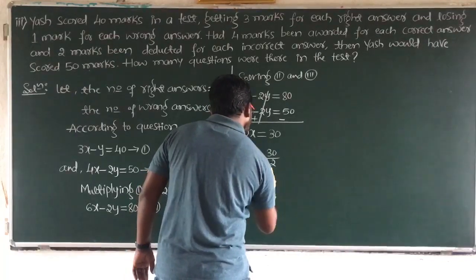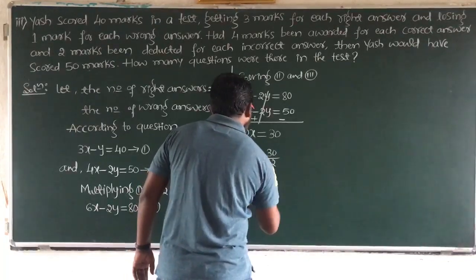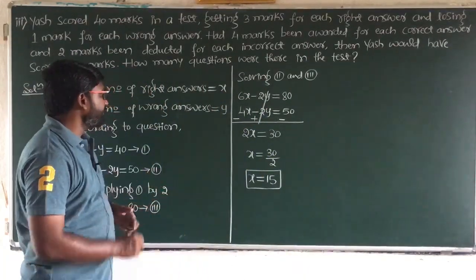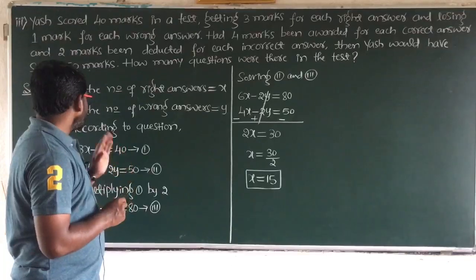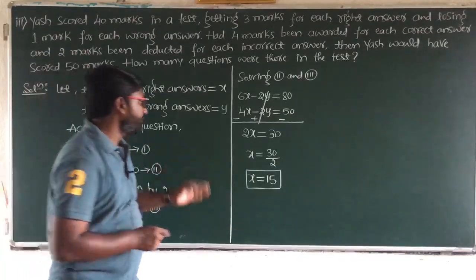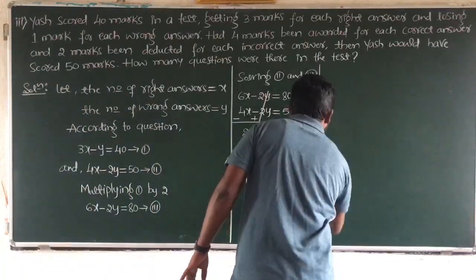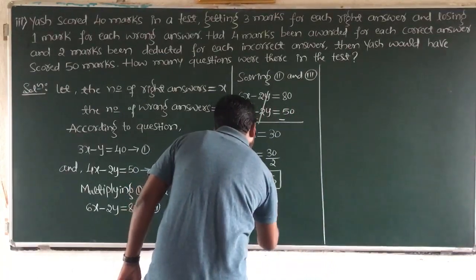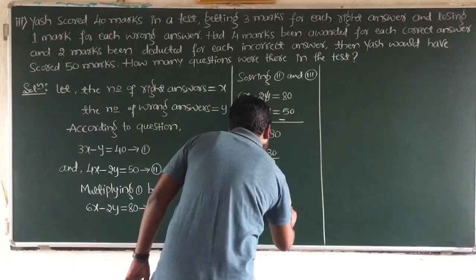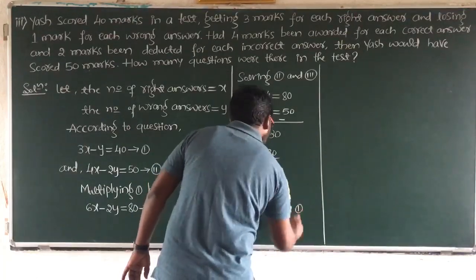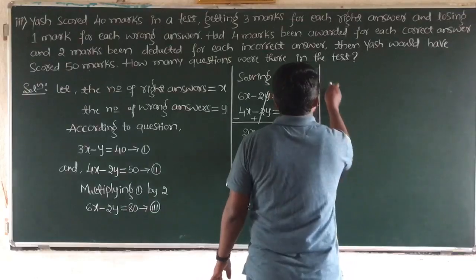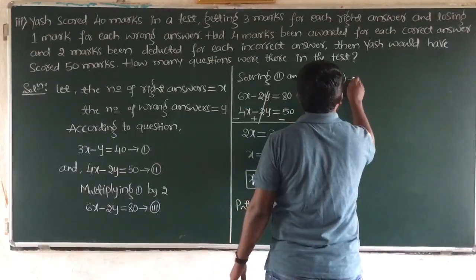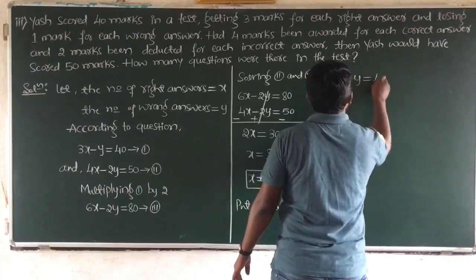We have got the value of x now. x is nothing but the number of right answers. So now let us substitute x equal to 15 in equation number 1 so that we get the value of y. Put x equal to 15 in equation number 1. So now 3 into 15 minus y equals 40.